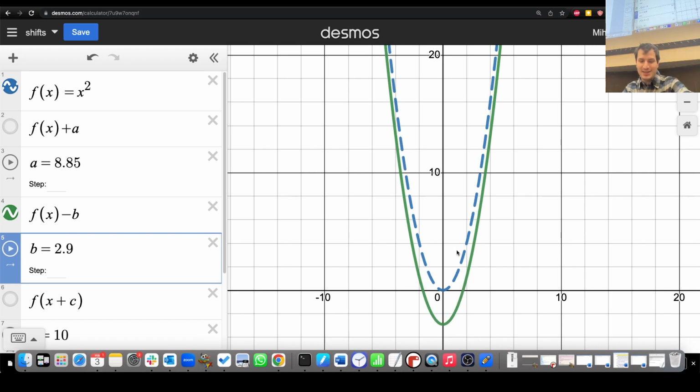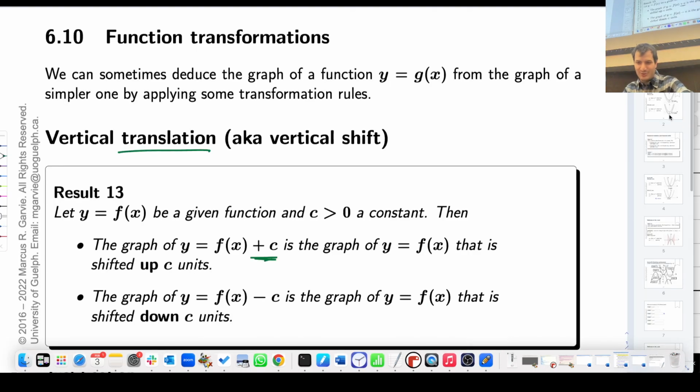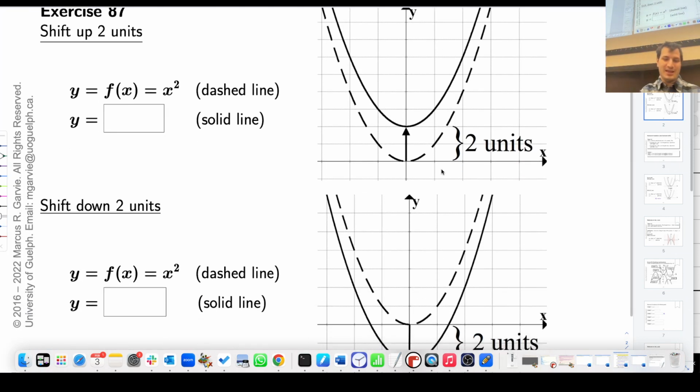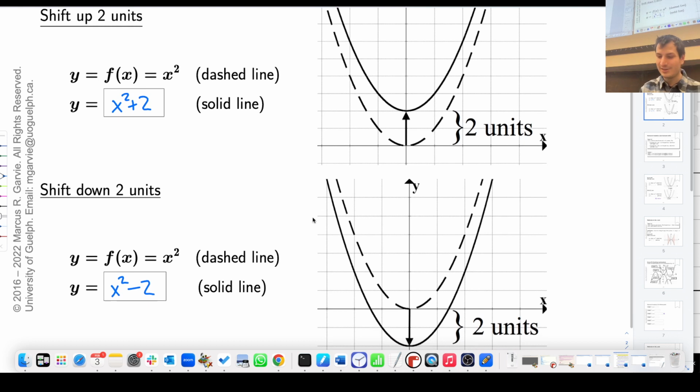So what we've just done in Desmos is a picture version of what's in the next page of your notes, right? The animated version. If f of x equals x squared is the dotted line, then how would you shift it up by 2? You would do x squared plus 2. And how would you shift it down by 2? You would do x squared minus 2. All very straightforward. Adding 2 is up, subtracting 2 is down.